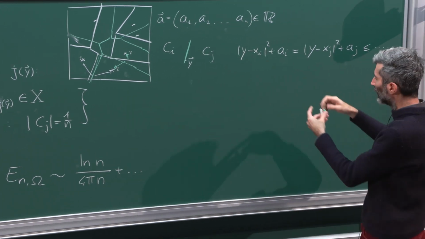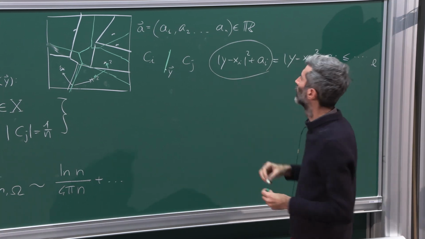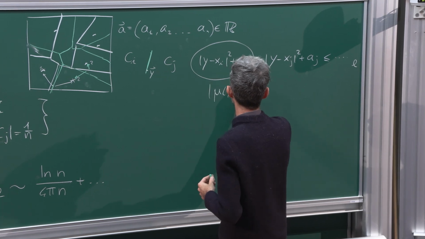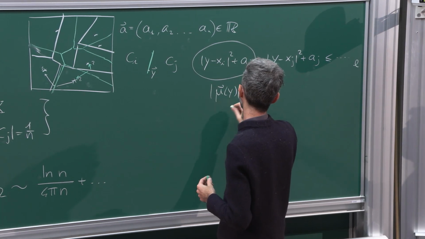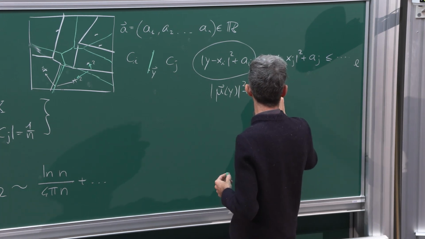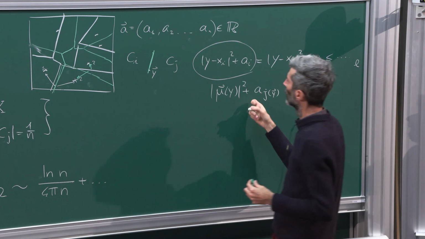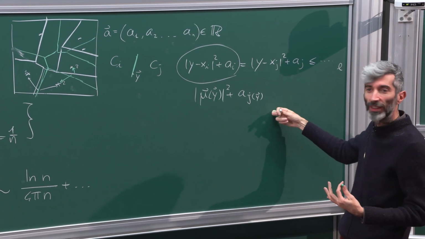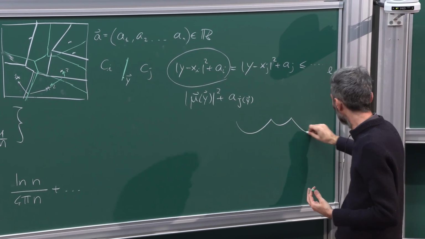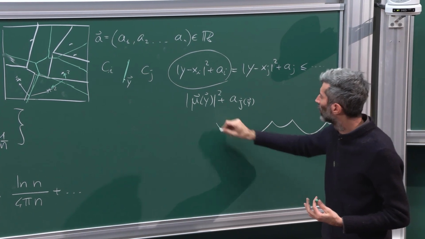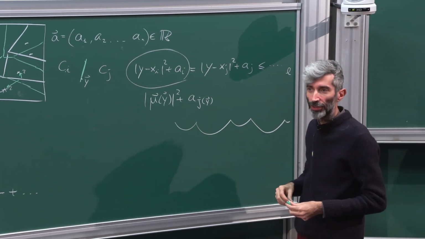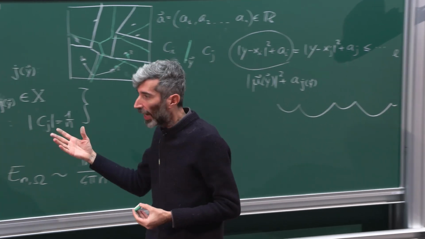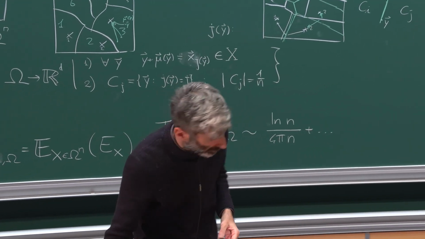At least this function is continuous. Mu of y square plus a of j of y is somehow, let me just do a picture in one dimension. It's a bunch of parabolas which glue together. So it is continuous, but not differentiable on the boundaries. So we will see these troubles popping out in what you get as an expansion.